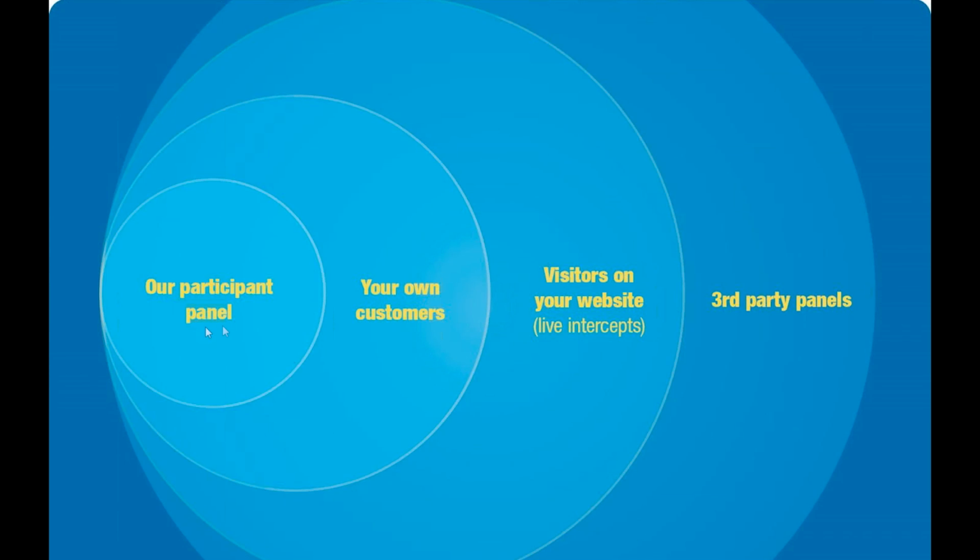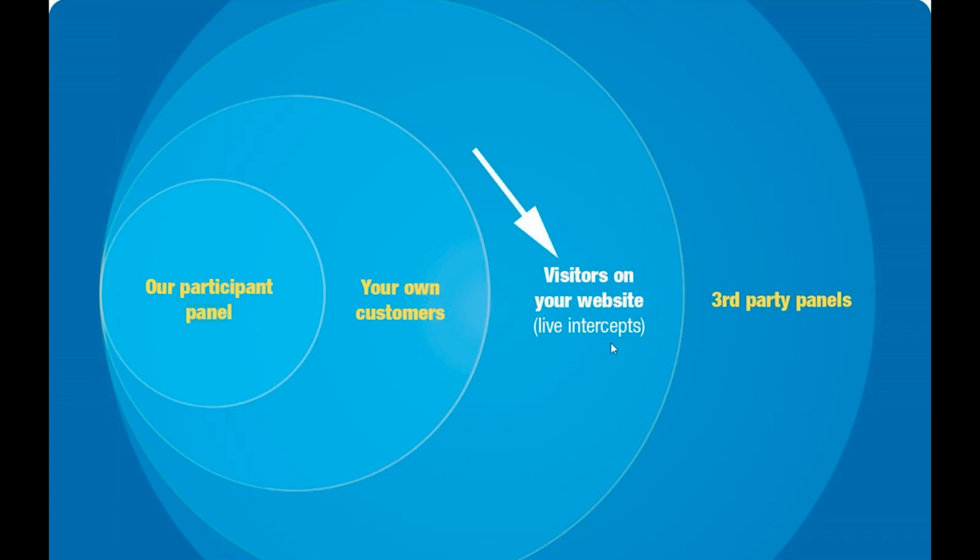For the times that you need to go beyond recruiting out of our participant panel, you can also recruit out of your own customers, via social media, email, however you normally reach your customers. You can recruit out of third-party panels, or if you have a favorite recruiter, you can also use them as well. The one I want to spend a little bit more time on, and this is the one that Dr. Blanks mentioned in his presentation, is recruiting people that are on your website right now. These are people with intent to buy or intent to learn more about your business. That's often referred to as live intercepts.